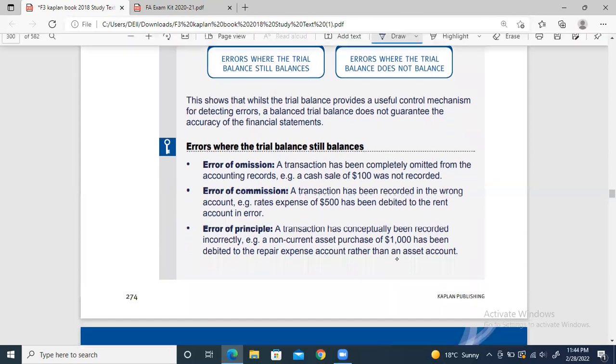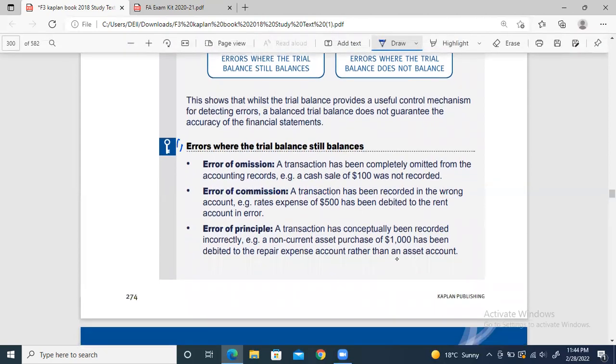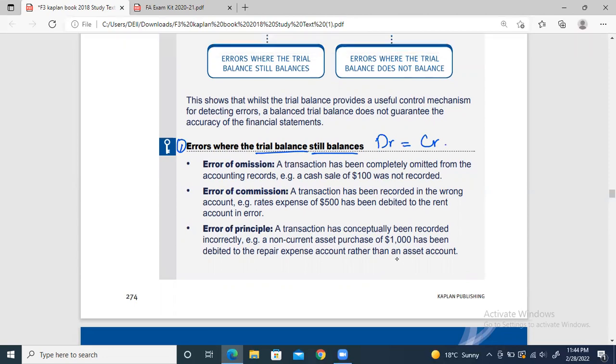First of all, we have the first type, which is the errors where the trial balance still balances. In other words, debits will always be equal to the credits. The trial balance will be completely blind here. It will not know what is happening. It will just show all is right, all is well, we can move ahead. But actually there will be some differences, there will be some errors.